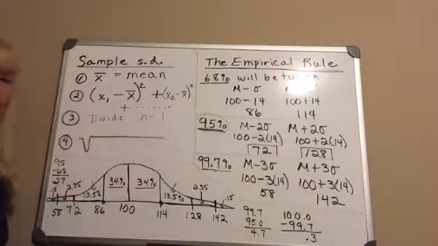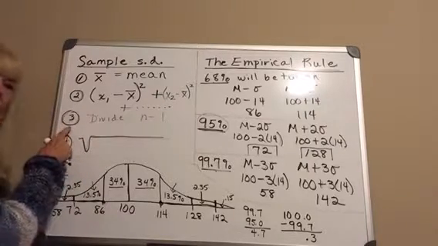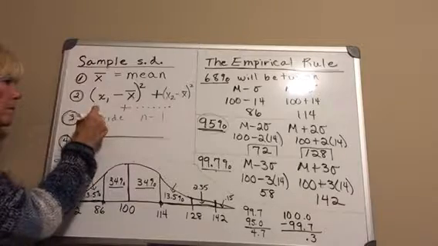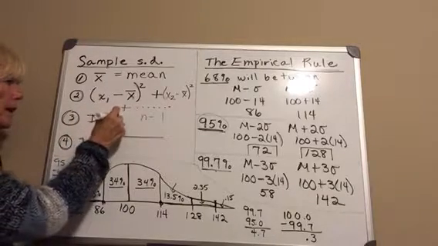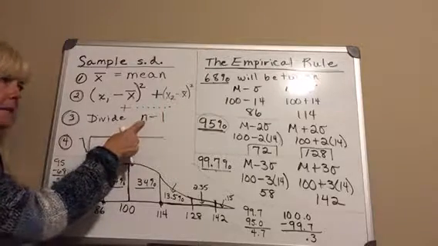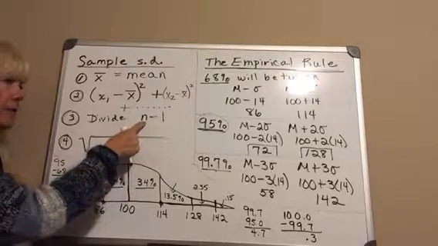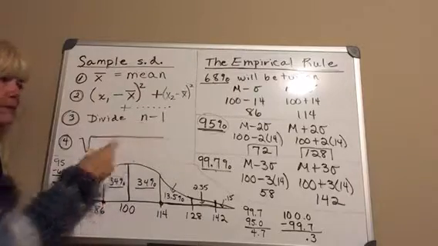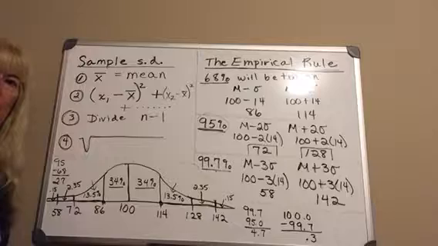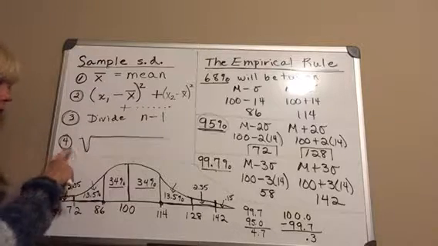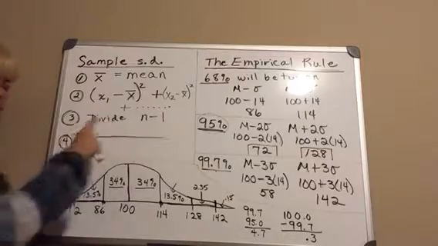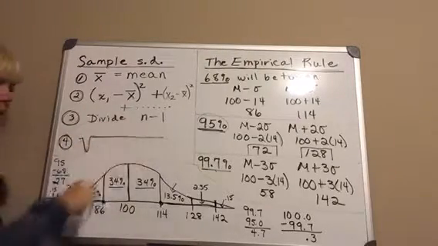Whatever that answer is, you're now, step 3, going to divide by n minus 1. N is the number of data points. So if you had 50 of them, you'd say 50 minus 1 would be 49. You'd be dividing by 49, however many you had. Last thing you have to do, you're almost finished. Take the square root of what you just had up there, and that's going to be your answer.